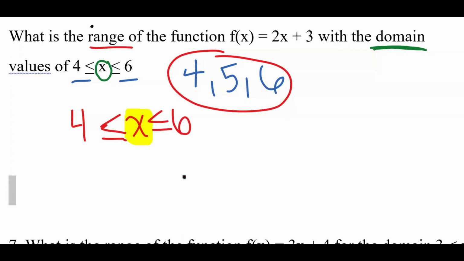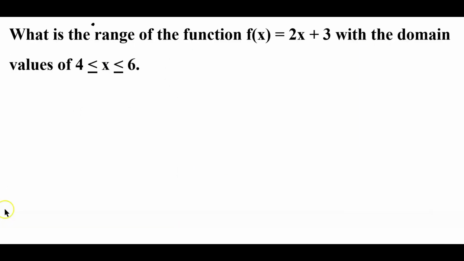So if you ever see a set of numbers with inequalities, just know they're just giving you a list of numbers here. They're just telling you that my numbers are 4, 5, and 6. Now, if they give us an inequality like this and they give us multiple domains, that just means I'm going to have to plug in more than one number. So we had the function 2 times x plus 3, and they've given us these domain values. The domain values are 4, 5, and 6.